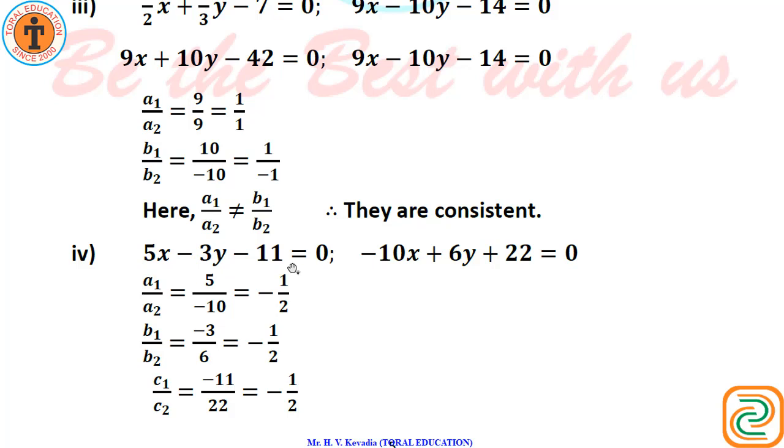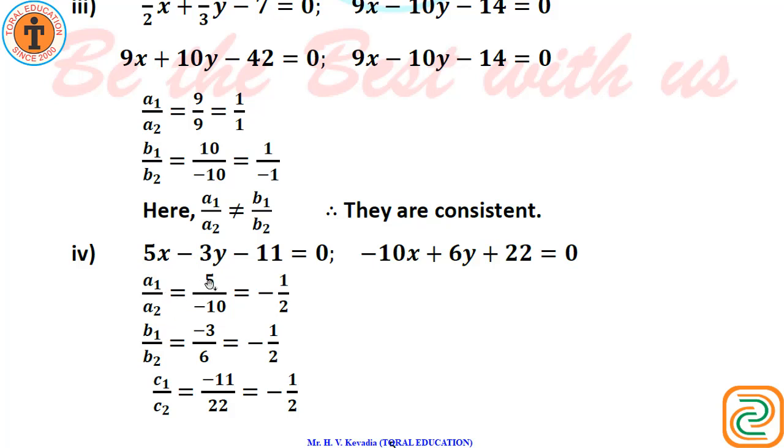Minus 11 equals 0 and minus 10x plus 6y plus 22 equals 0. Here plus 11 is given and I have taken it in the standard form. In this equation also I have taken 22 as C in the standard form.